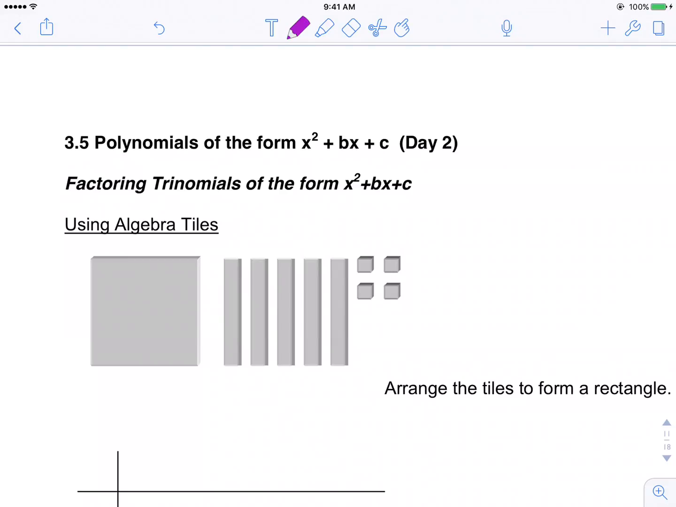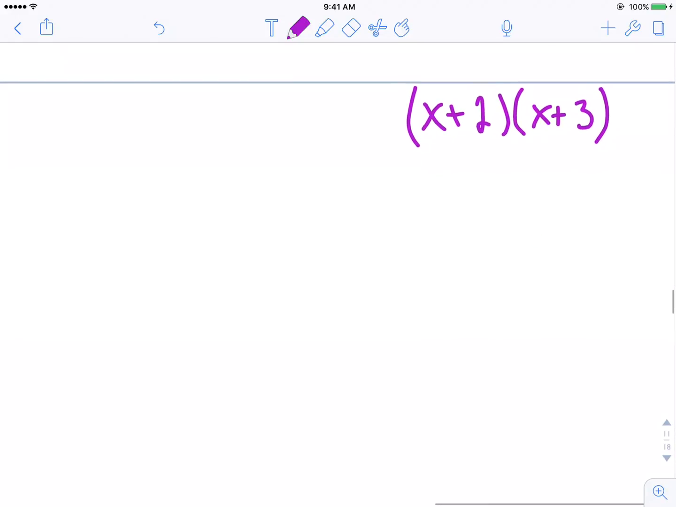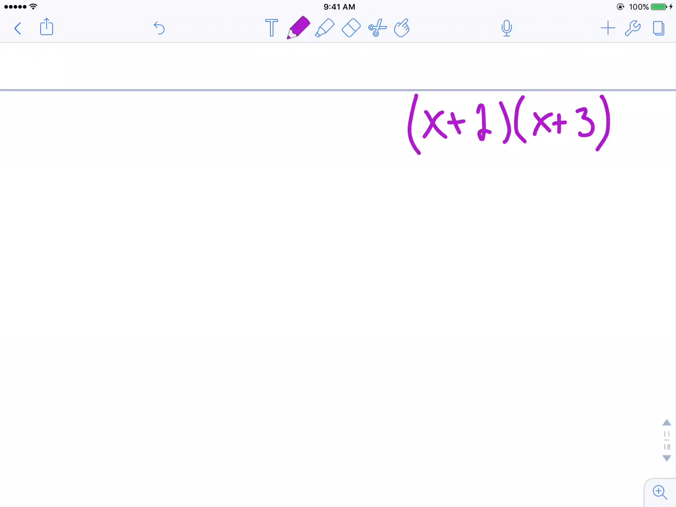So by now you should be fairly proficient at taking a binomial and multiplying it by another binomial. And just as a quick example, let's say x plus 2 times x plus 3. If we were to expand and simplify this, we would use our FOIL, or we would say distributive property.